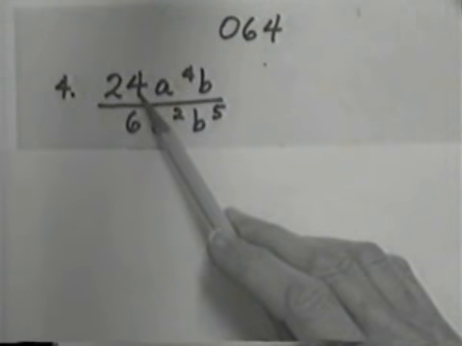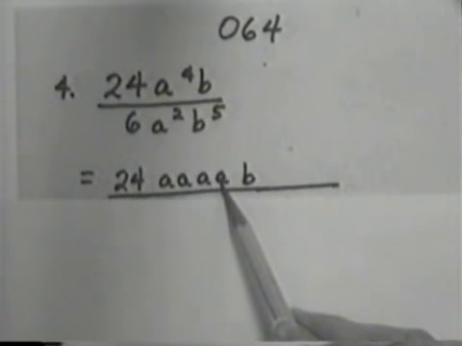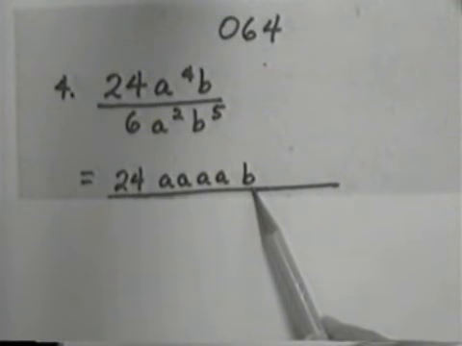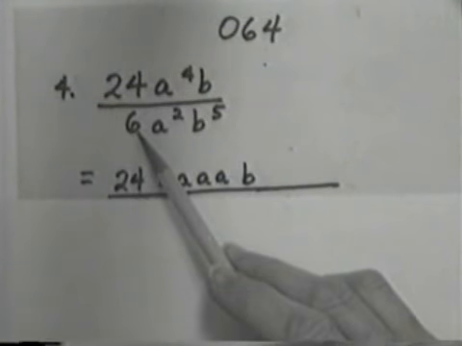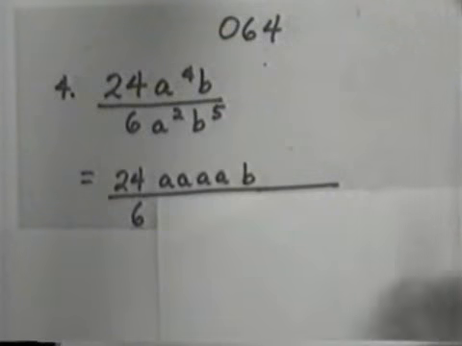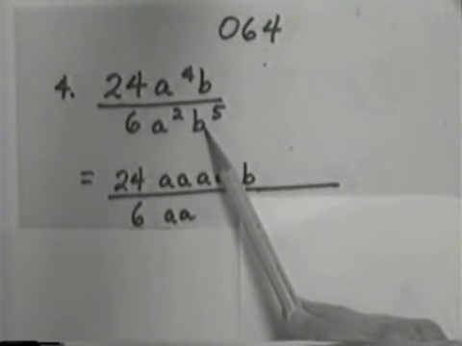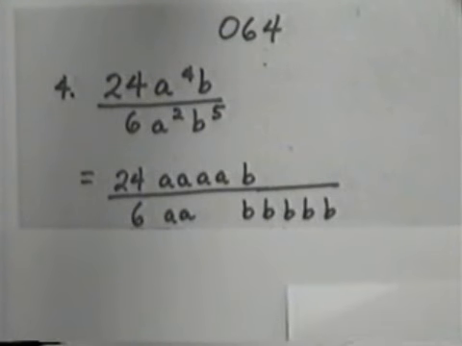Notice that there are no factors to be multiplied in coefficients. All we need to do is string out the variables with their exponents. And so we have 24, a string of 4 a's, 1, 2, 3, 4 a's, and a b. In the denominator, we have 6, which I will line up under the 24, and then a pair of a's, which I'll line up under the a's, and 5 b's, which I'll line up under the b.